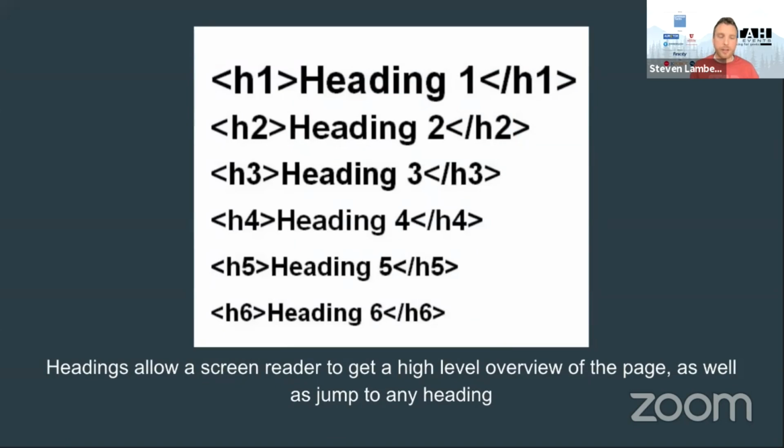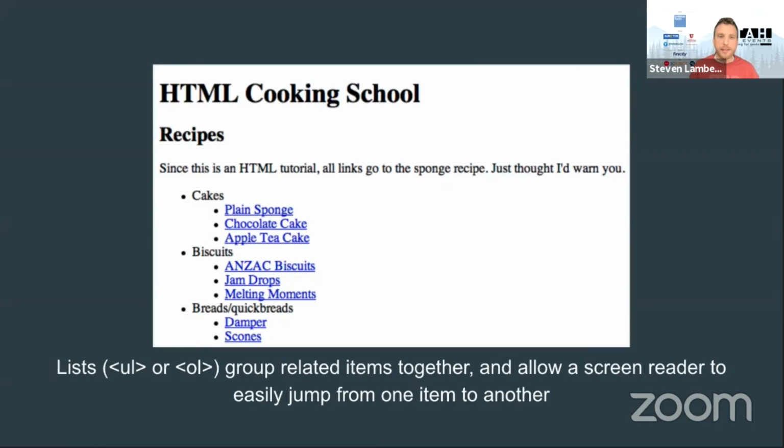Headings, as I said, not only allow users to visually scan the page, but they also allow screen readers to scan the page. They can bring up a list of all headings to jump to that section, just like we do visually. Lists such as UL or OL elements group related items together, and they allow a screen reader to easily jump from one item to the next.